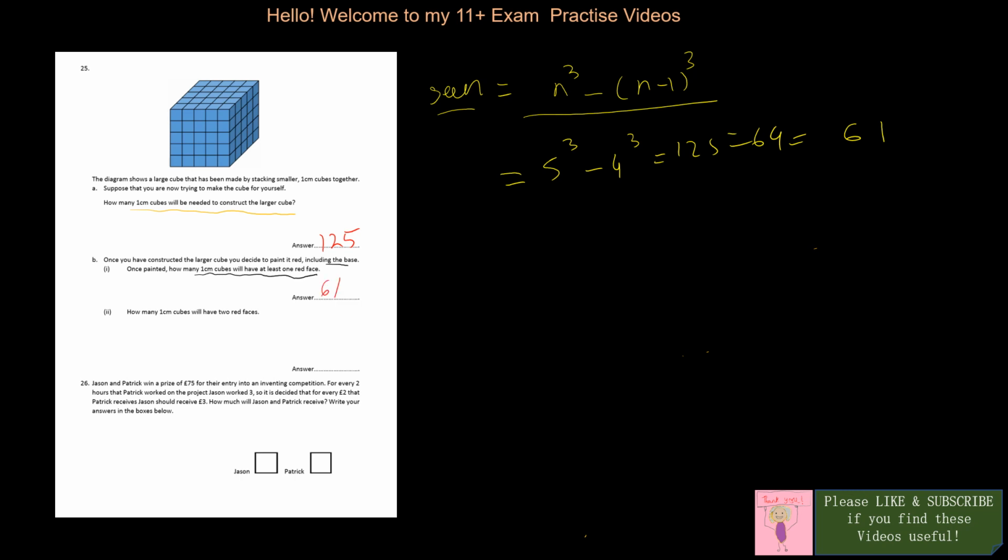How many will have 2 red faces? There we go. This is the one we have to sit and add now. So for the 2 red faces, it's the edges. So it's these edges, isn't it? It's these edges that will have the 2 red faces. So let us do it.